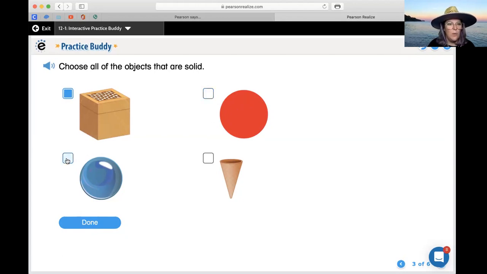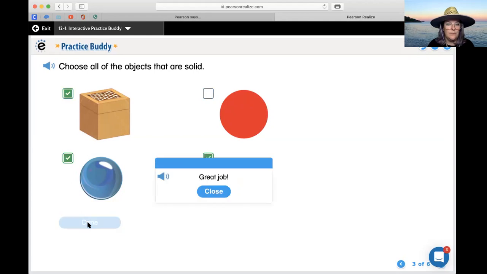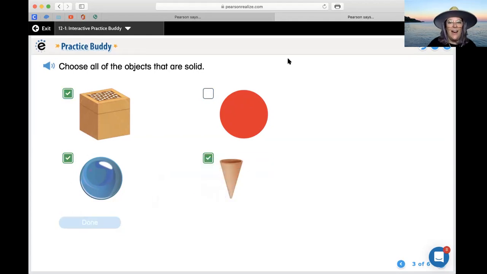But look at this marble. Marbles are spheres. They're 3D solid shapes. And look at this cone. Oh, my favorite. I love cones. And so this I know is a 3D solid shape too. Nice. All right, my friends.